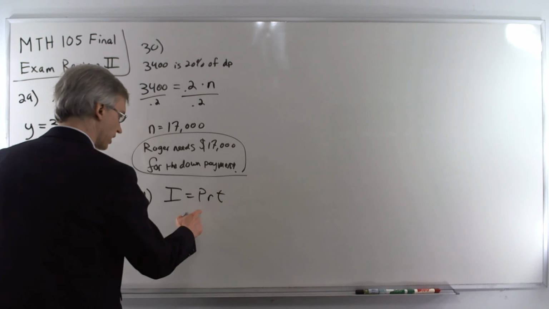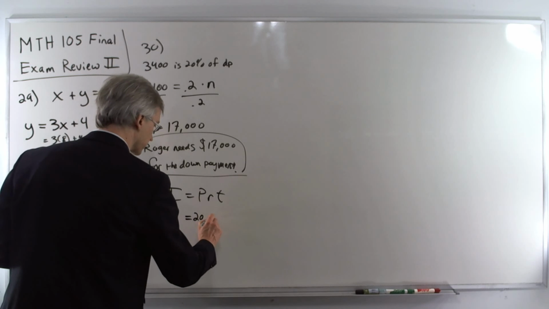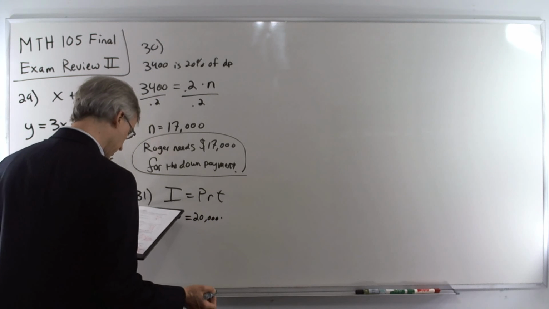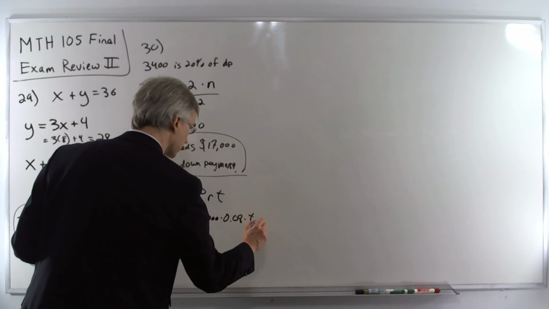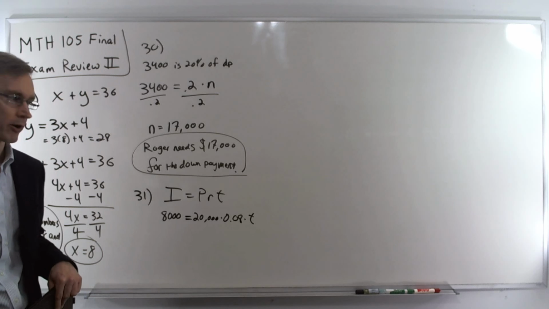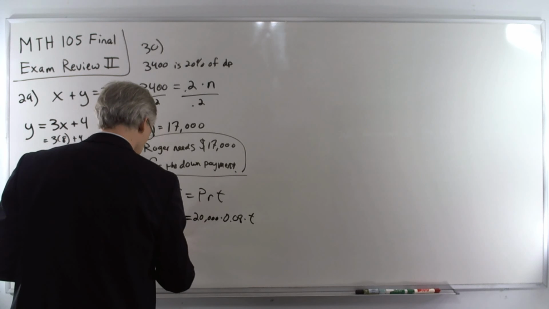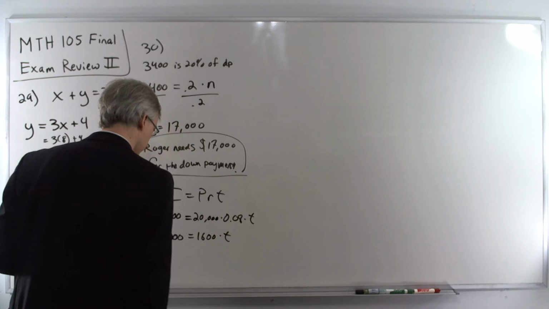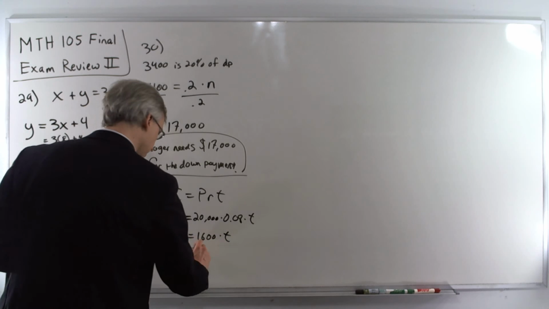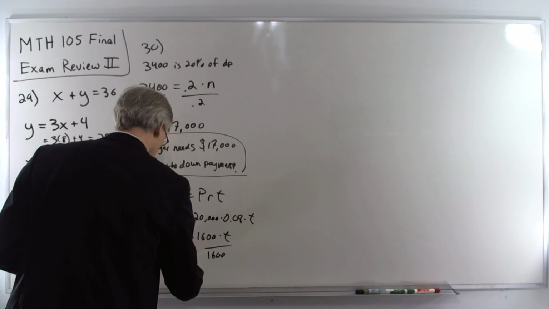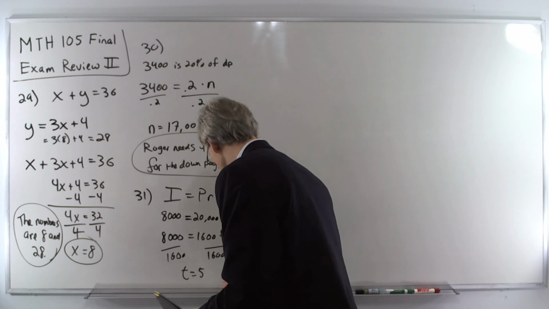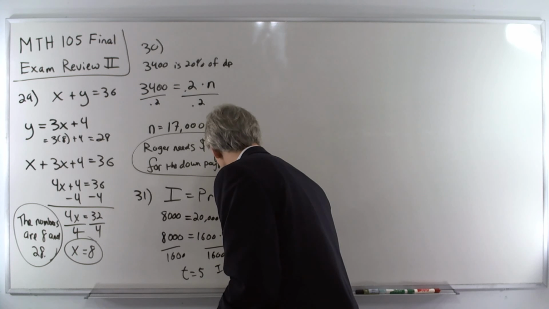All right, we got $20,000 invested, that is the principal. So that goes in for P. We want to earn 8,000, so 8,000 goes in for the interest. We know the rate, 8%, so 0.08 times T. We don't know how long we need to invest it, so keep T as a variable. Let's multiply here. So we get 8,000 equals 1,600 times T. We'll divide by 1,600. And that gives T equals 5. So it would take 5 years.